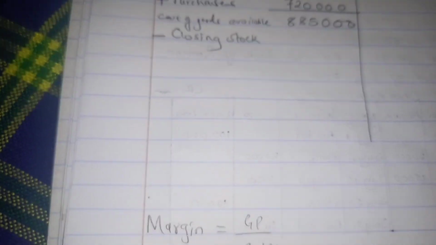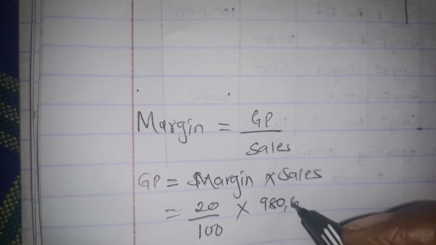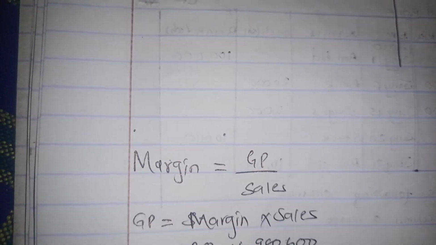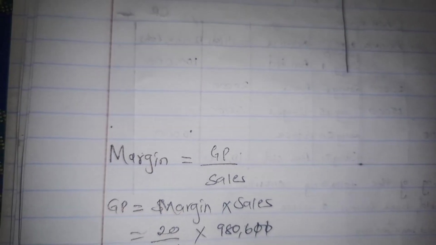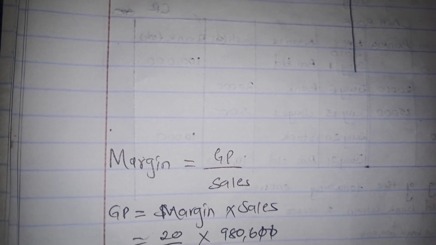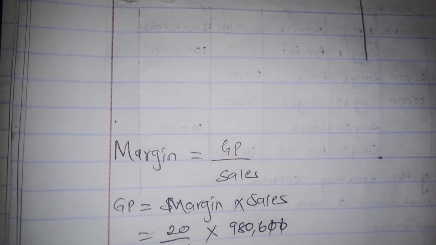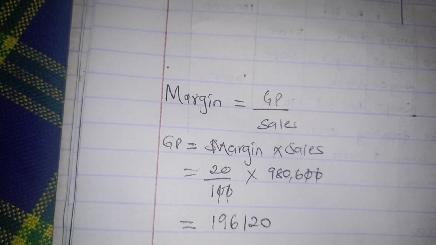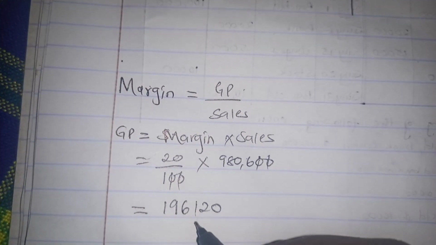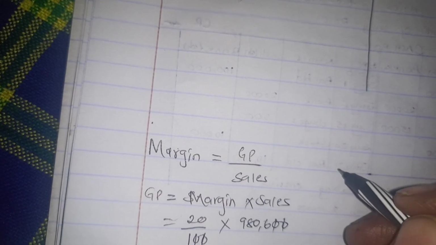Our sales figure is 980,600. And this gives us, multiply the two, 20 times 9,806. This gives us 196,120. So learners, this is our gross profit.